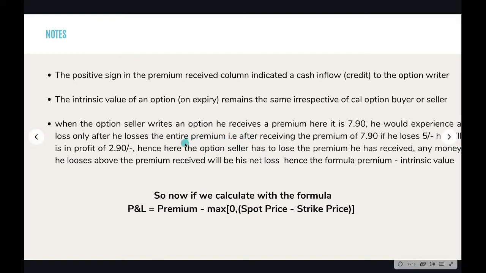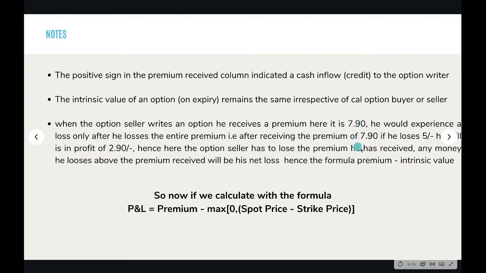When the option seller writes an option, he receives a premium. Here it is 7.90. He would experience a loss only after he loses the entire premium, that is the premium received, 7.90. If the intrinsic value is 5 rupees, he is still in a profit of 2.90. Hence, the option seller has to lose the premium he has received. Any money he loses above the premium received will be his net loss. Hence, the formula is premium minus intrinsic value.